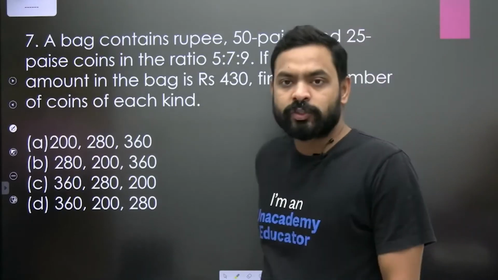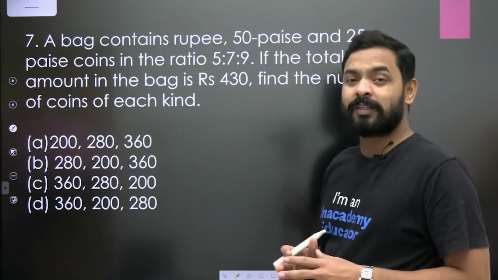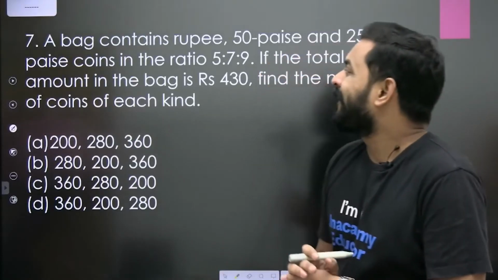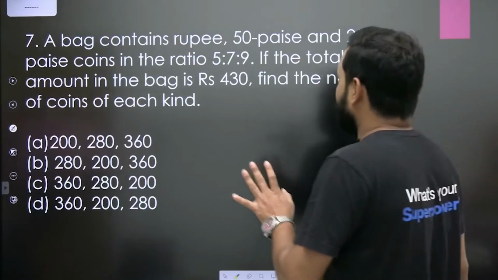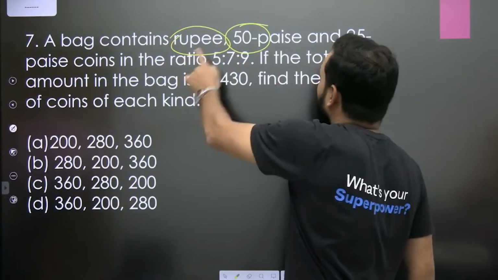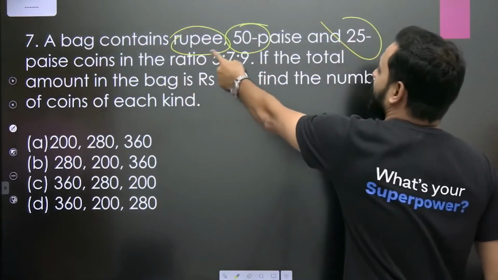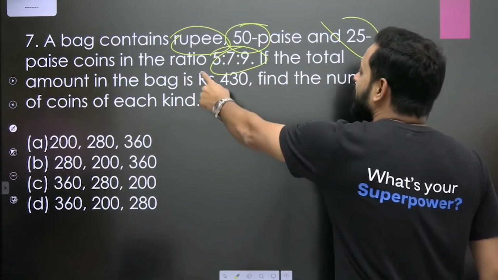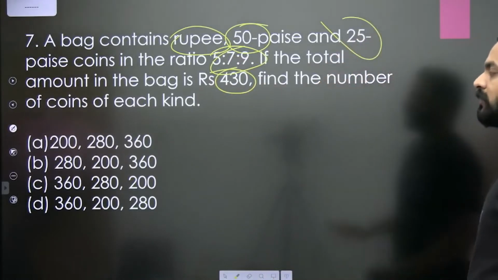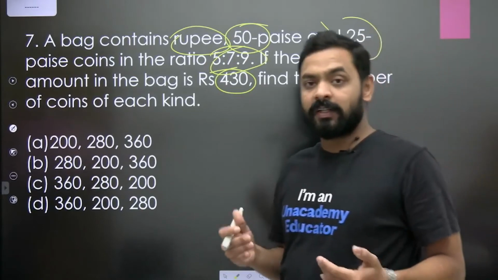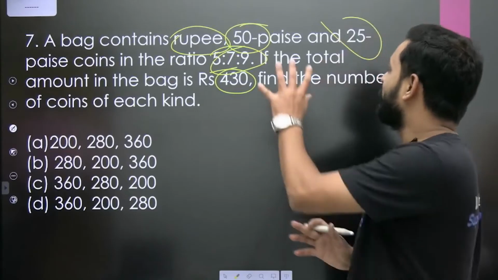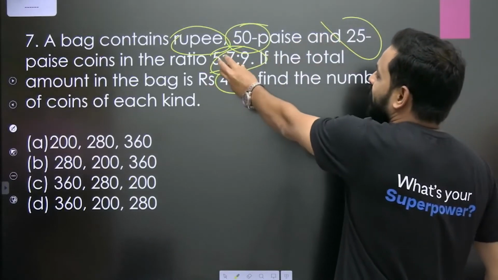Now this is another question, a very beautiful and important question for the MAT examination as well as other MBA entrance examinations. The question says a bag contains 50 paise, 1 rupee, 50 paise and 25 paise coins in the ratio of 5:7:9. The total amount in the bag is 430. Find the number of coins of each kind. Now you know the basics. Now you can directly work out the reverse gear approach. You know the basics: 50 paise, 1 rupee, 25 paise.